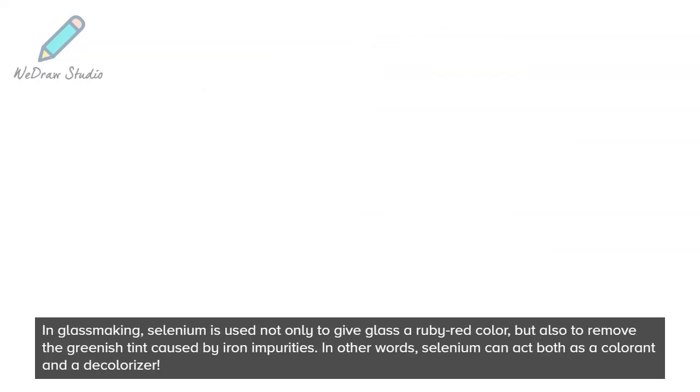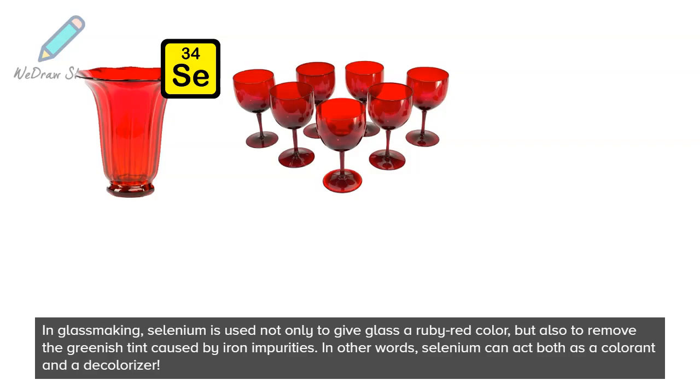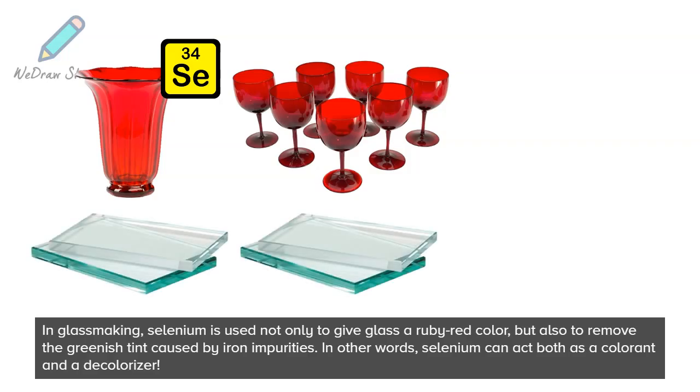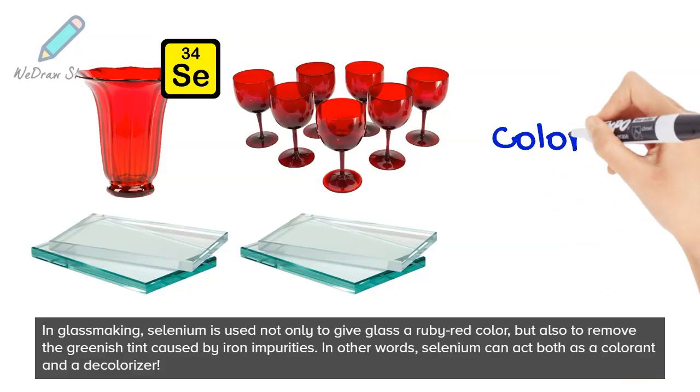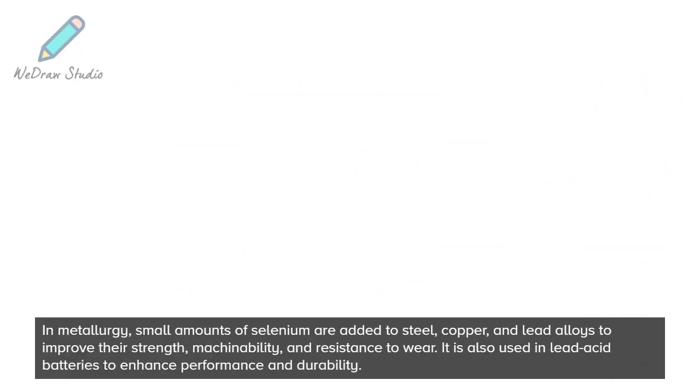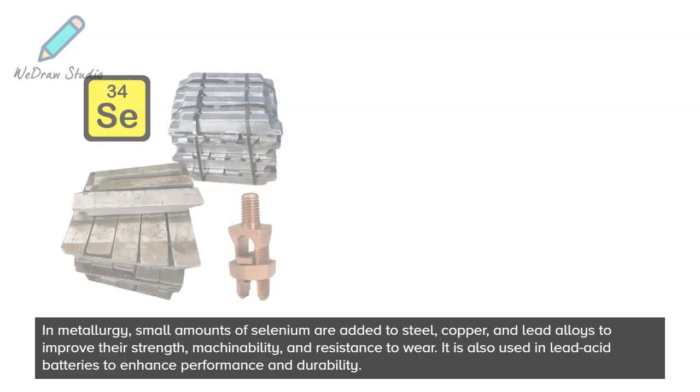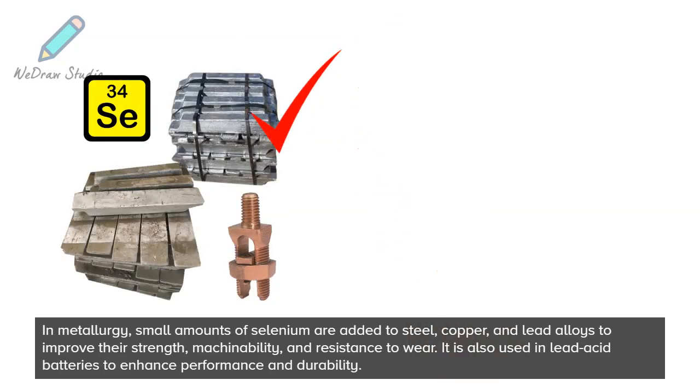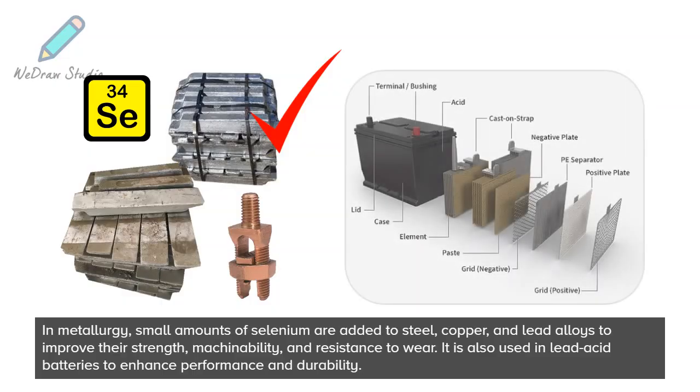In glassmaking, selenium is used not only to give glass a ruby red color, but also to remove the greenish tint caused by iron impurities. In other words, selenium can act both as a colorant and a decolorizer. In metallurgy, small amounts of selenium are added to steel, copper, and lead alloys to improve their strength, machinability, and resistance to wear. It is also used in lead-acid batteries to enhance performance and durability.